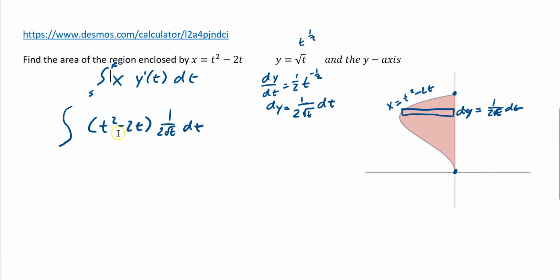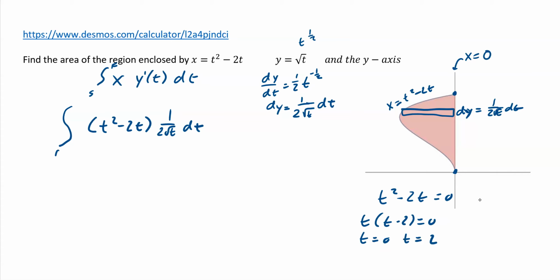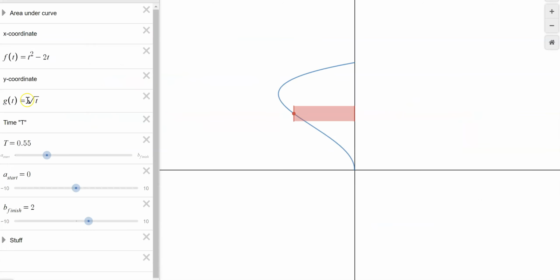So I've plugged in my x, I've plugged in my derivative with dt, and now I just need to find out what my starting t value and ending t value are for my x's. So I need to set x equal to 0. If I take my t squared minus 2t and set it equal to 0, I get t equals 0 and t equals 2. So from 0 to 2. And so here we go. There's our area right there.